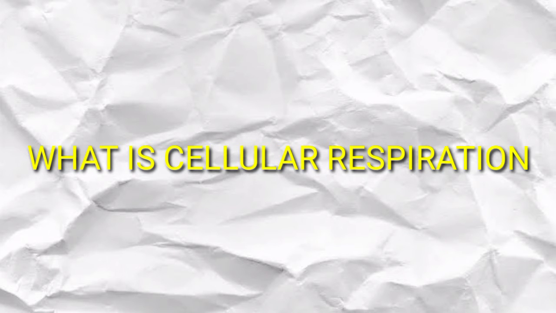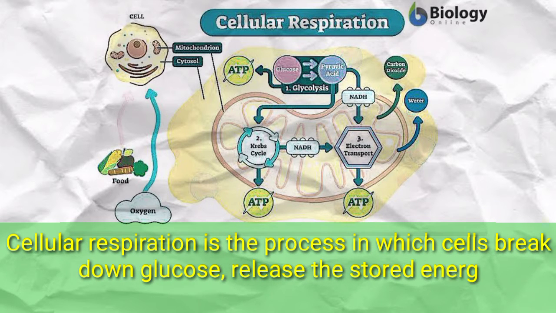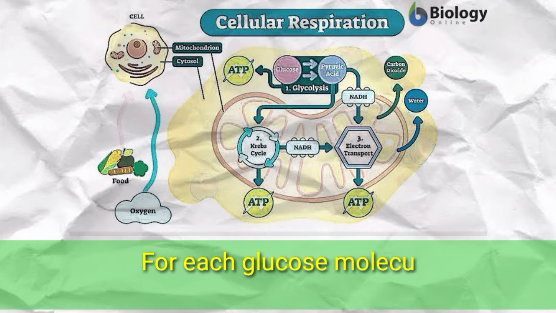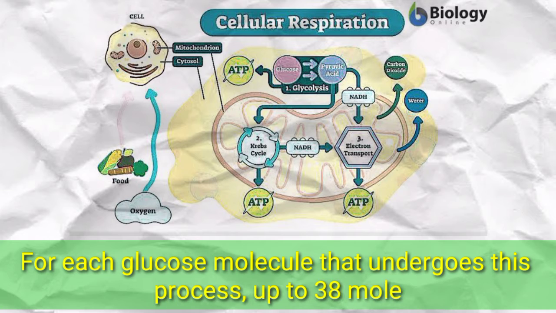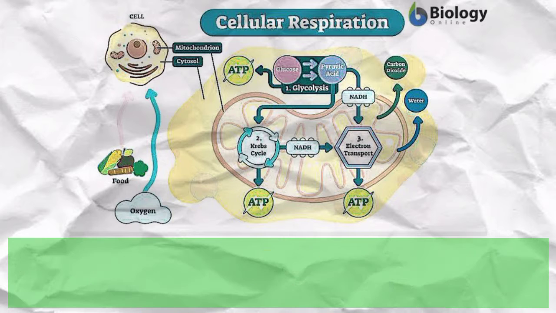What is cellular respiration? Cellular respiration is the process in which cells break down glucose, release the stored energy, and use the energy to make ATP. For each glucose molecule that undergoes this process, up to 38 molecules of ATP are produced.